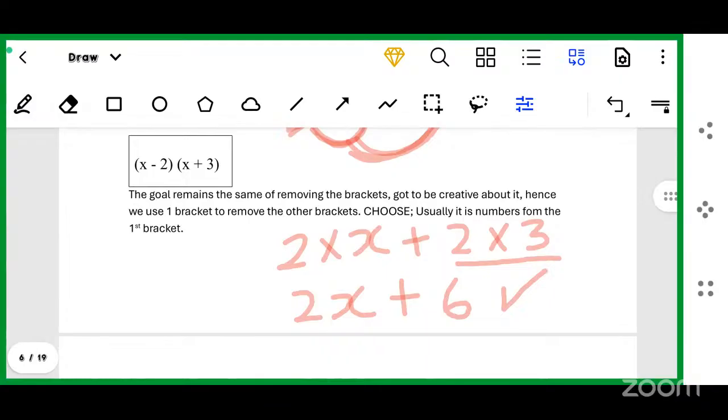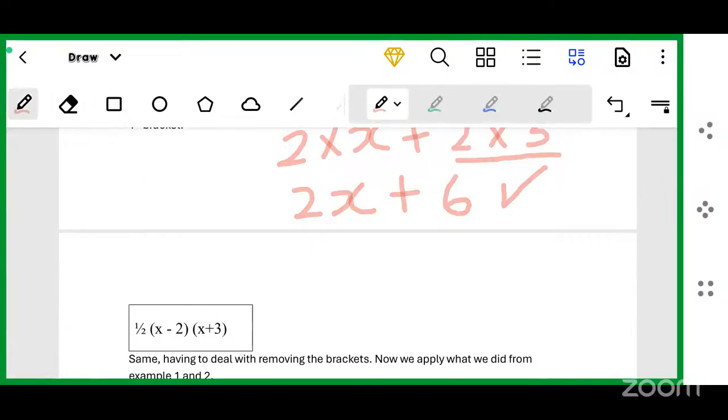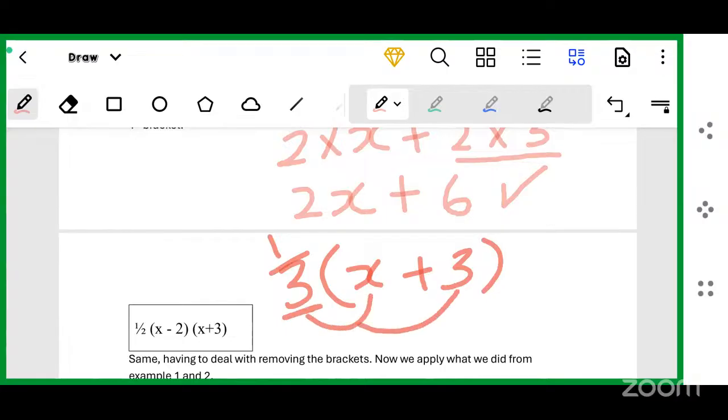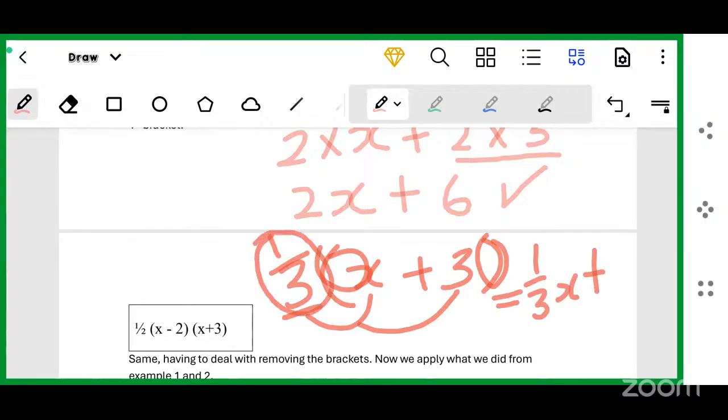Yes, ma'am. Okay, so let me give you another example. Let me say we have 3 into 1 over 3 into x plus 3. What you're gonna do is you take this one, you multiply the 2, because we're trying to remove what? The bracket. That's the main goal here. The goal is to remove the brackets. So what you're gonna have now is 1 over 3x plus, you multiply this with this.